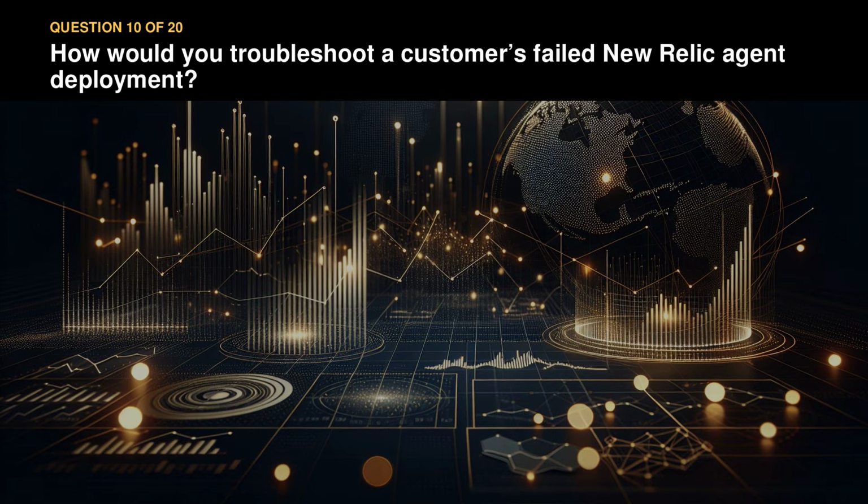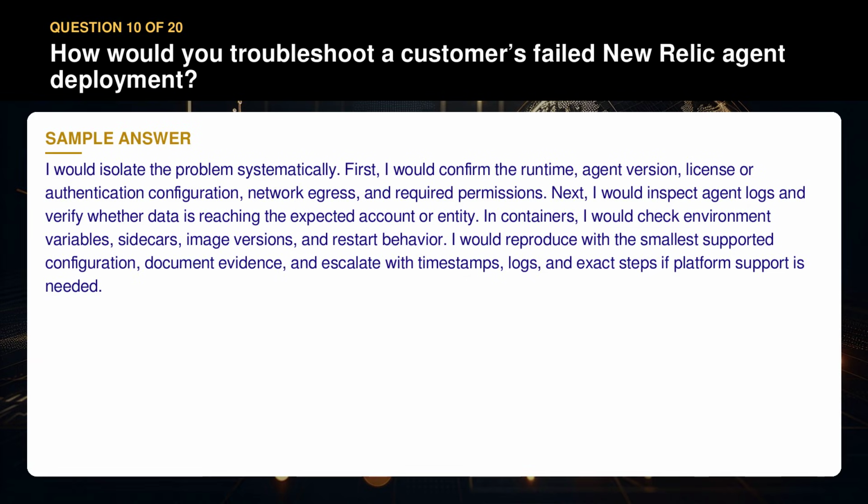Question 10. How would you troubleshoot a customer's failed New Relic agent deployment? I would isolate the problem systematically. First, I would confirm the runtime, agent version, license or authentication configuration, network egress, and required permissions. Next, I would inspect agent logs and verify whether data is reaching the expected account or entity. In containers, I would check environment variables, sidecars, image versions, and restart behavior. I would reproduce with the smallest supported configuration, document evidence, and escalate with timestamps, logs, and exact steps if platform support is needed.